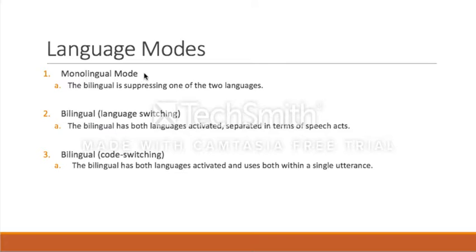The one that we're really concerned with, and research as well is becoming more and more concerned with, is the bilingual mode where code switching occurs. And again, this is where the bilingual uses both languages in a single utterance. So both languages are clearly activated in order for them to be able to produce two different languages within a single utterance without a pause.